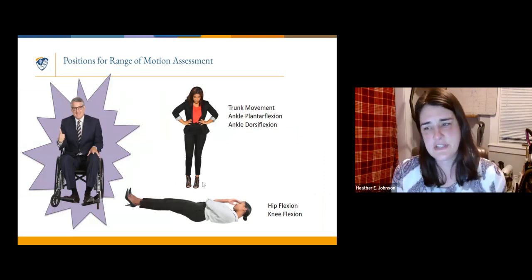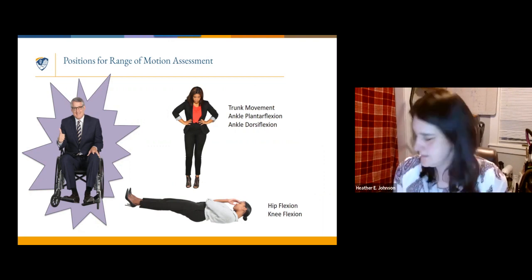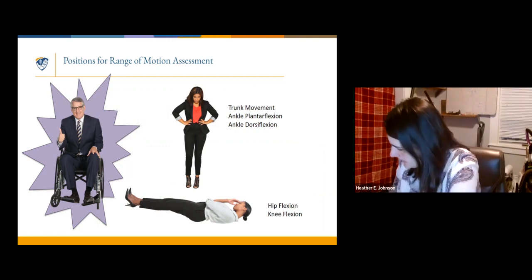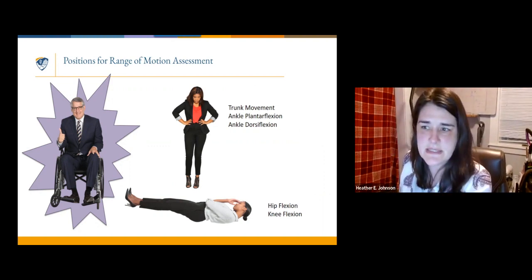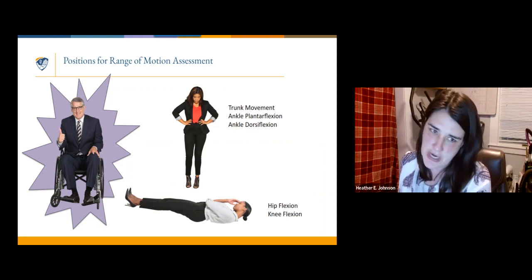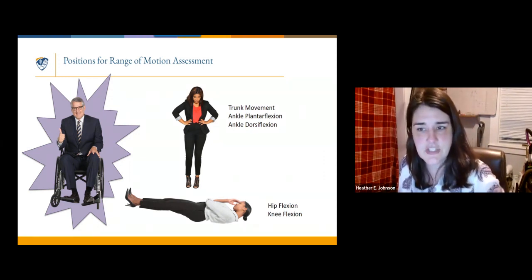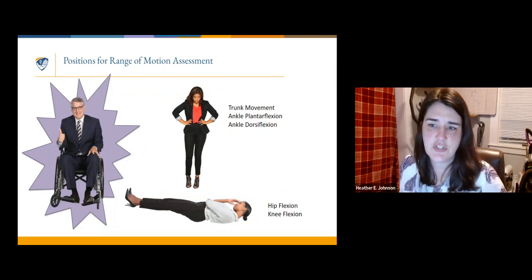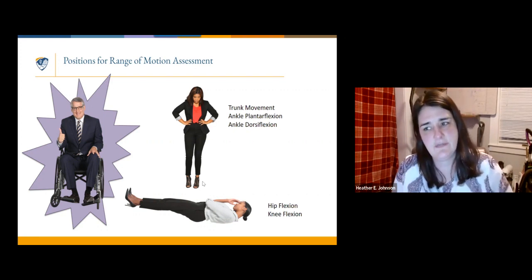There are 3 positions that you would have a client be in to assess range of motion. Seated is the position for most range of motion assessments, and ideally your client would sit in a chair without arms, but you could also have your client stand for range of motion assessment to assess trunk movement, ankle plantar flexion, and ankle dorsiflexion, or you may have your client in supine to assess hip flexion and knee flexion.